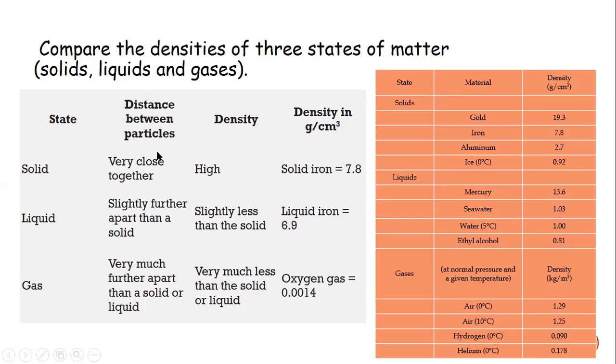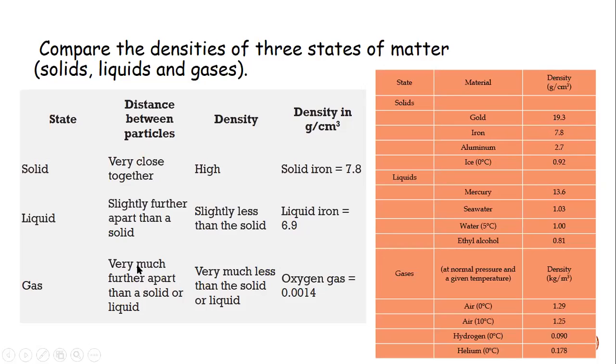Liquid particles are further apart as compared to solids, so their density is slightly less than solids. Obviously there are a few exceptions. For instance, mercury has a density of 13.6, which is even greater than some solids like iron and aluminum. Liquid iron has a density of 6.9.